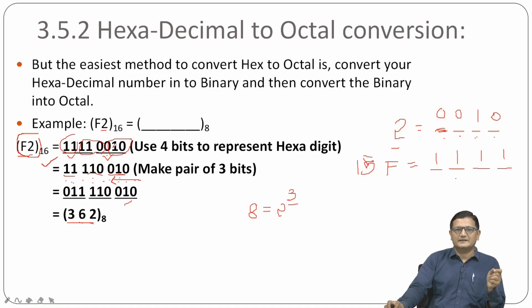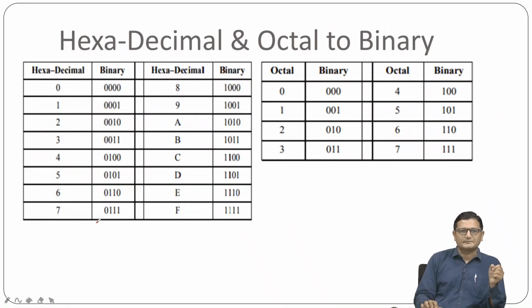So 3 bits, you write down here. Again 3 bits, you write down here. Again whatever remaining bits, you put them here. Suppose there are only 2 bits, you append 1 0. Suppose only 1 bit was there, I will append 2 zeros, right? You can add as many zeros as needed at the left hand side, and then convert this 3 bit pair into decimal form, or octal form, and you will get the octal number. So this is easier than the previous method.